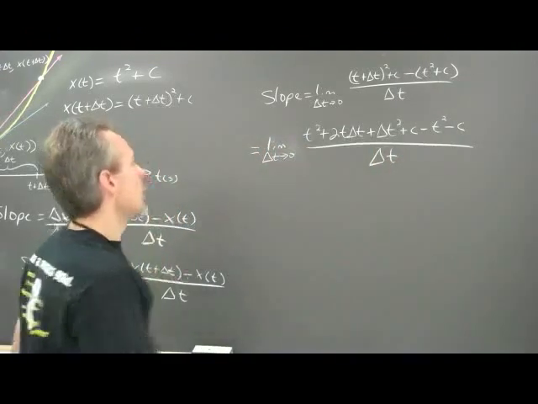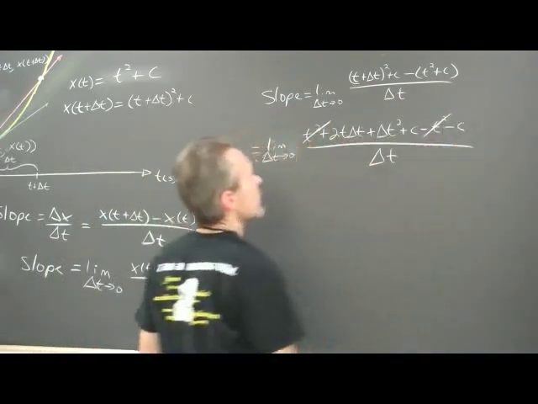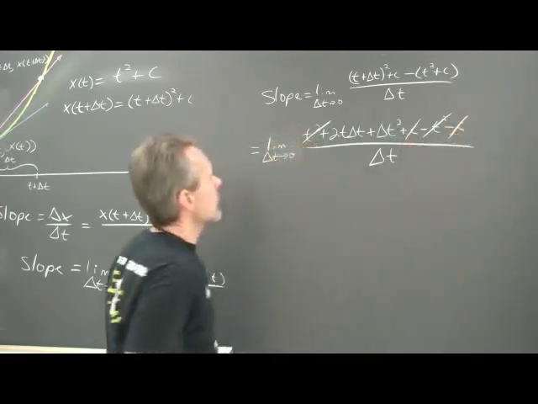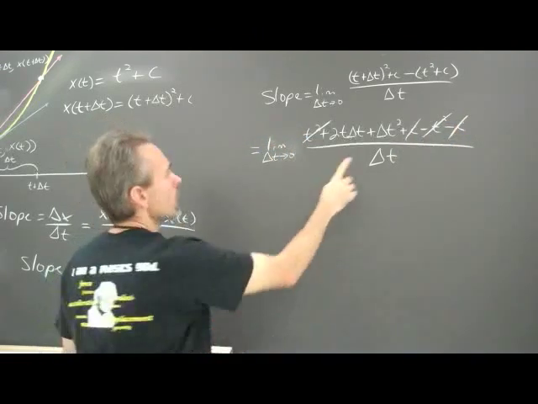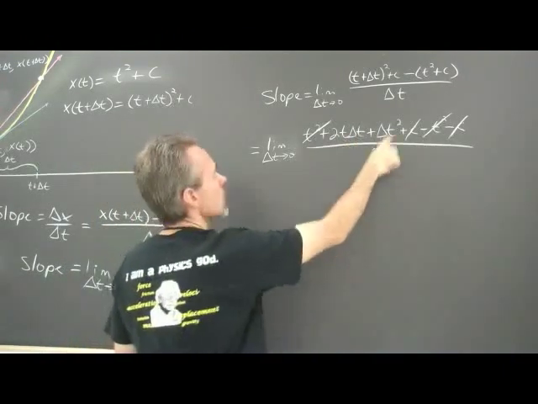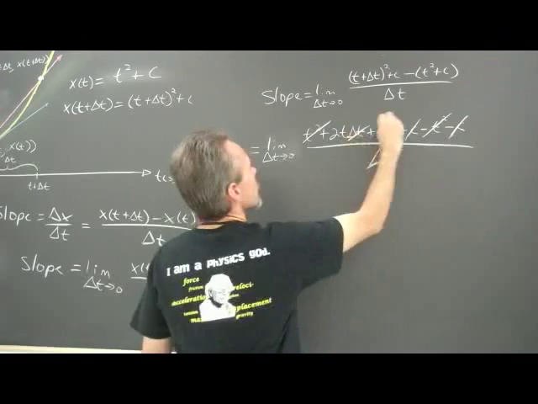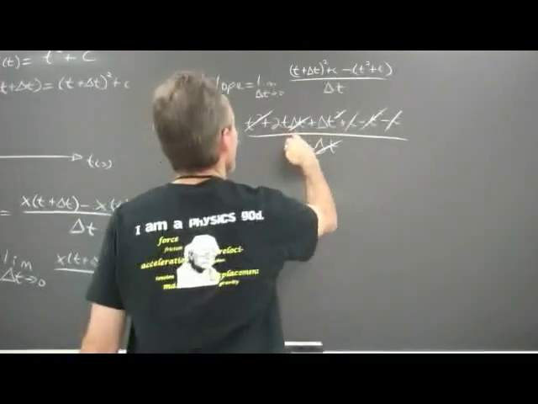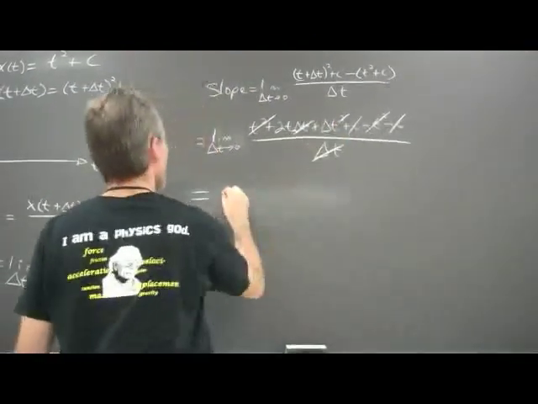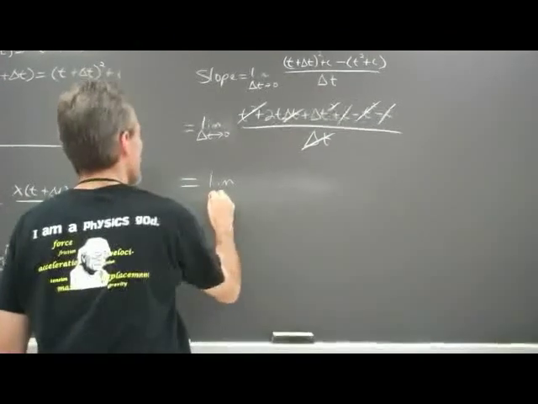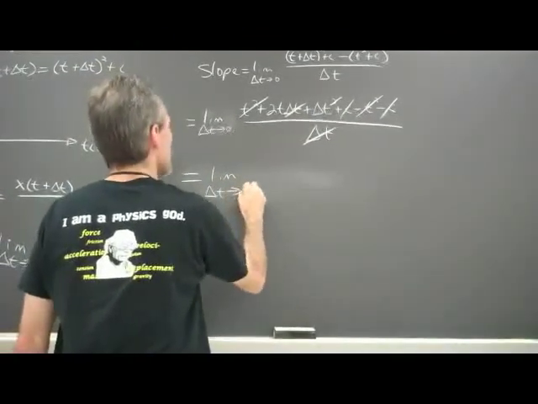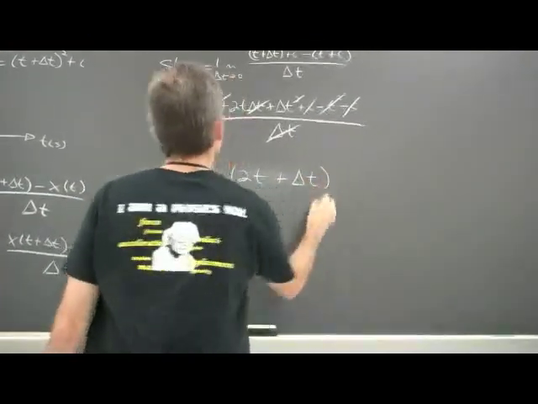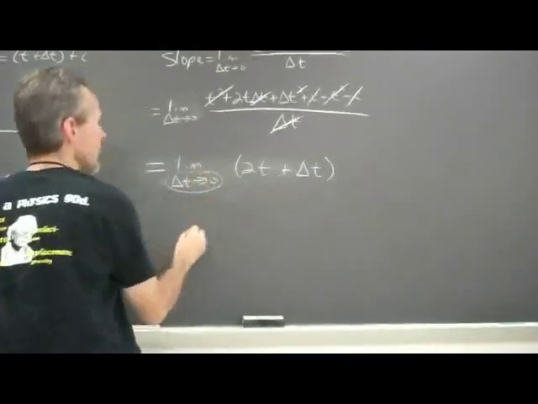Now, let's see here. I've got the t squared that I can cancel with this minus t squared. I've got this plus c that I can cancel with this minus c. And now, notice I can cancel the delta t with this delta t and this delta t with the square. So that's what I'm going to do. Okay, so now the delta t canceled with the delta t here and the square. So I'm left with the slope being equal to the limit as delta t goes to 0 of the quantity 2t plus delta t.